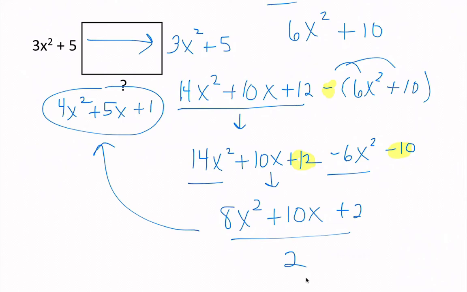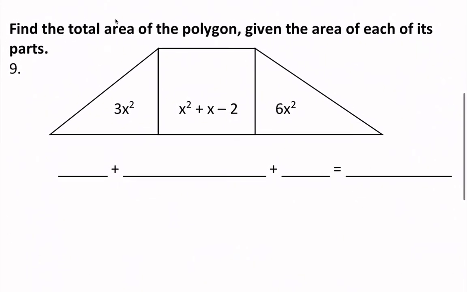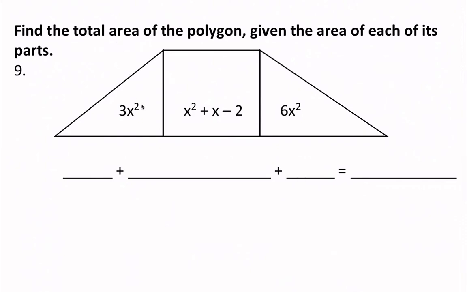So that's my missing side. And I know that this over here has to be the exact same thing. Okay, here I have this shape that's made up of 3 shapes. I have 2 triangles, and I have a rectangle in the middle. We're trying to figure out what the total area is.